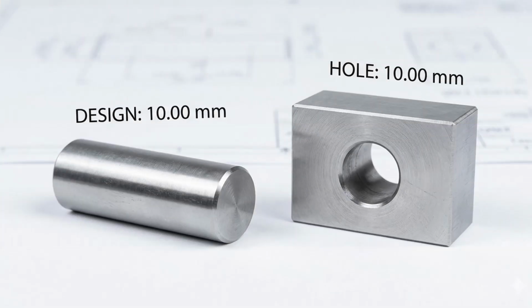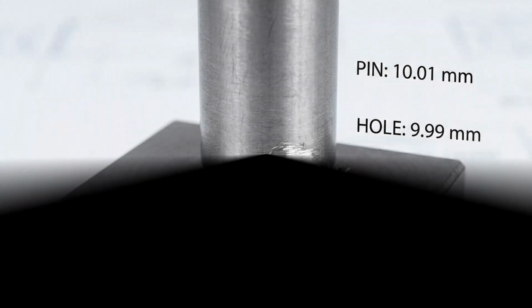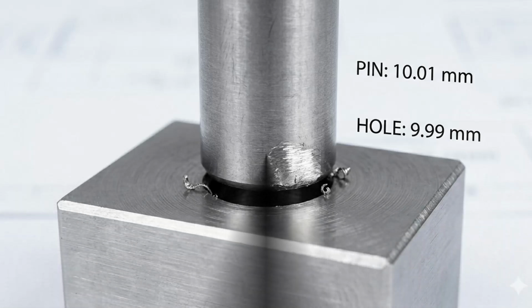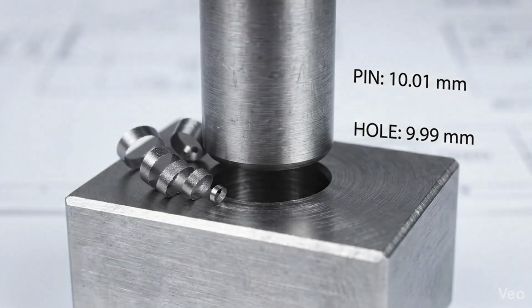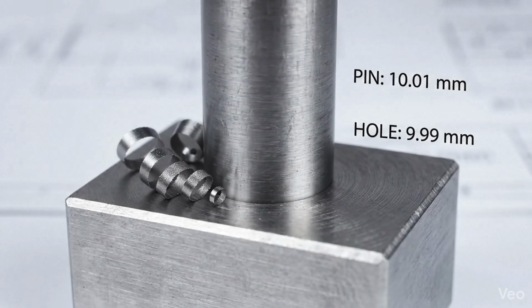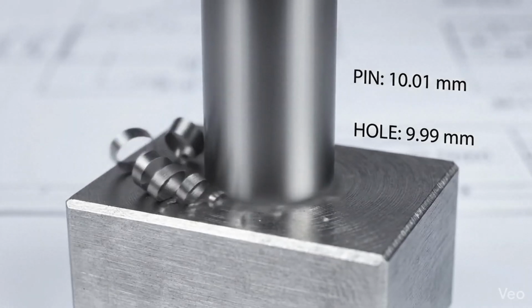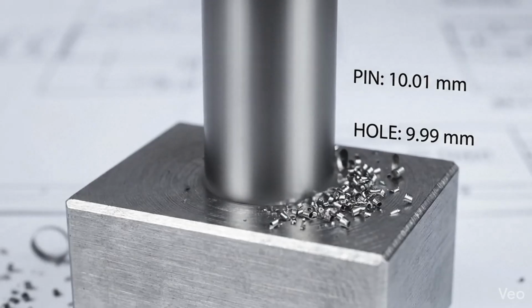Engineering starts with a perfect idea, the blueprint. Here, we have a simple pin and a hole, both drawn to a perfect 10.00 mm. This is the ideal, but making things is hard. Small variations happen. A machine might wear down, or the metal might expand. If we make the pin just 0.01 mm too big and the hole just 0.01 mm too small, the perfect design fails. This is interference, and it can break an assembly.